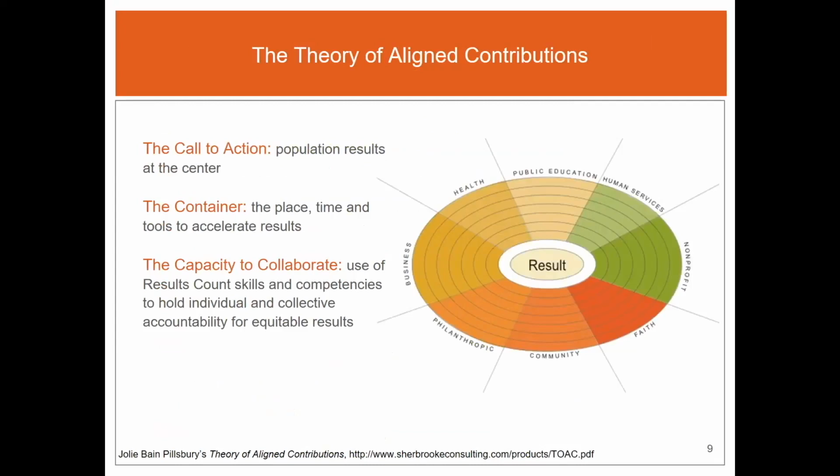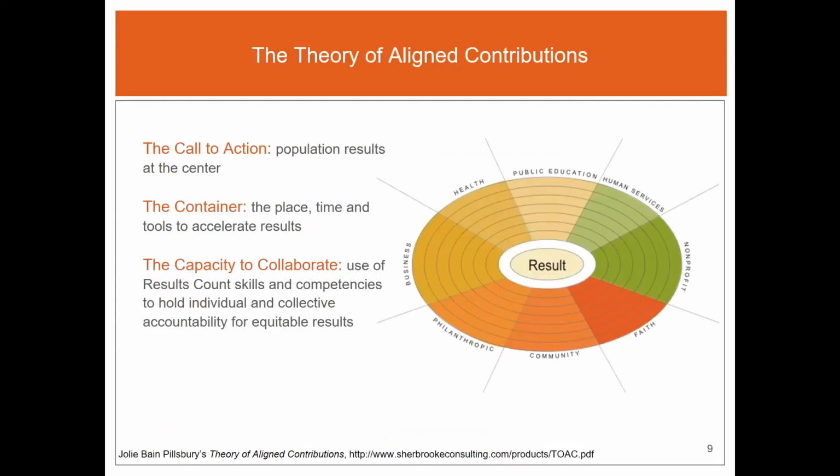This is a theory that was developed by our colleague Julie Pillsbury and provides a powerful set of principles you can hold in mind as you think about your work to advance equitable results. And the bottom line here is that equitable results for a whole population can't be achieved by one single organization or leader. They don't emerge from a single point of view, but rather they call on cross-sector leaders who hold multiple perspectives to join in making aligned contributions.